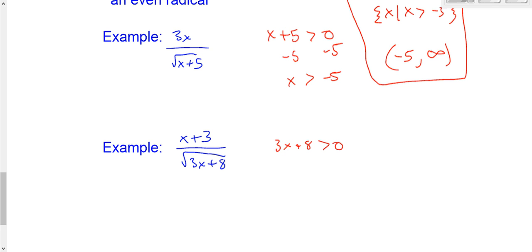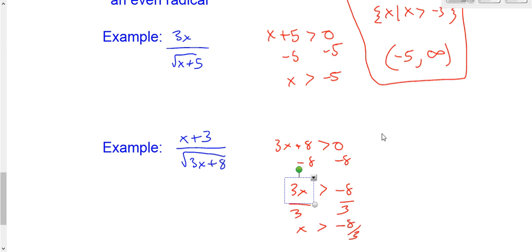I'm going to solve this inequality. I'm going to subtract 8. I get 3x is greater than -8. I divide by 3, and I get x has to be greater than -8/3. You don't need to change that to a mixed number. Just leave it as -8/3.